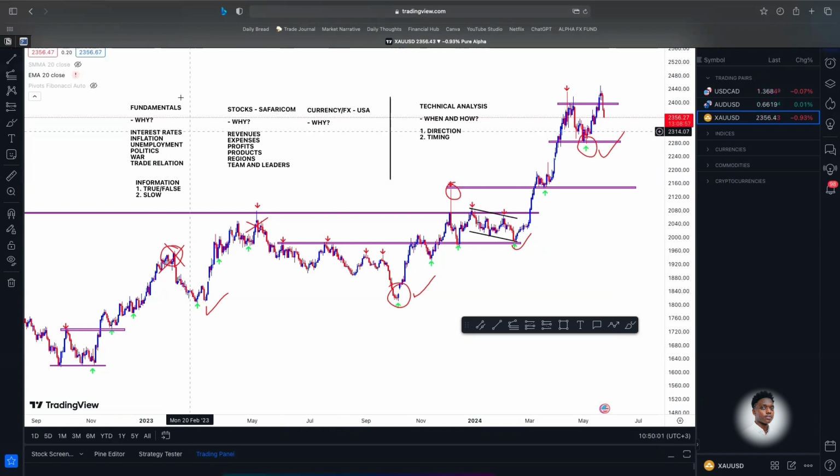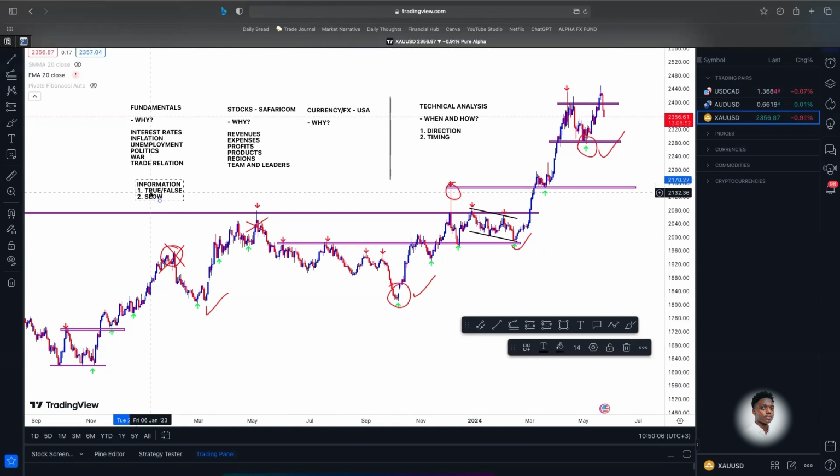So remember, fundamentals for us are very unreliable. We don't know whether it's true, and it's very slow. Why is it slow? Let me show you something else. Now, this is just extra information.